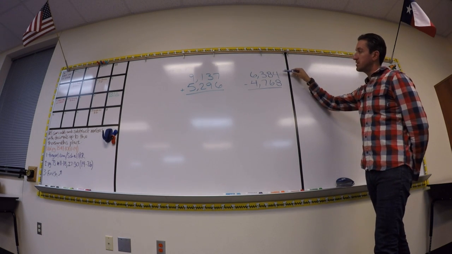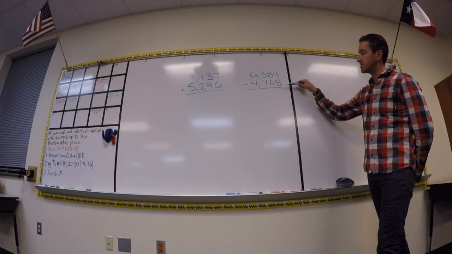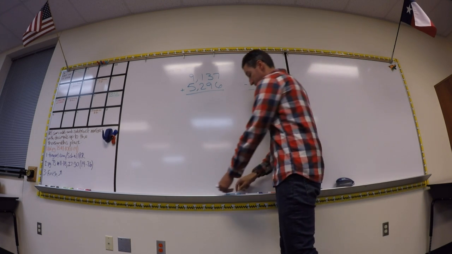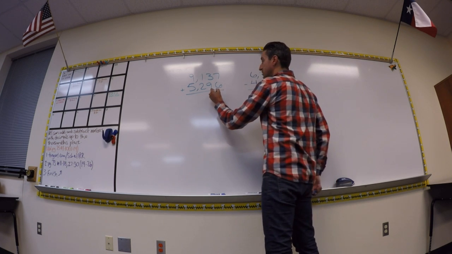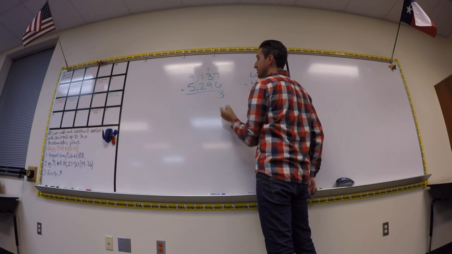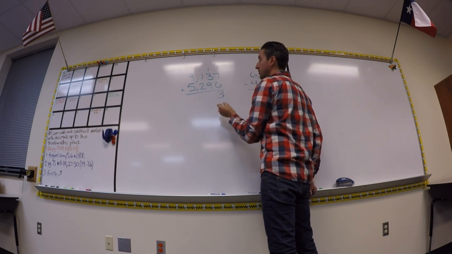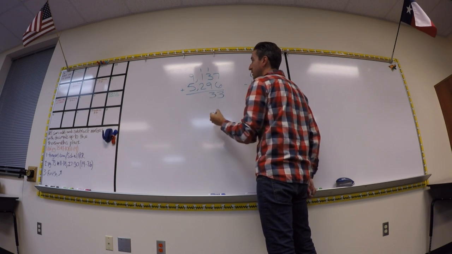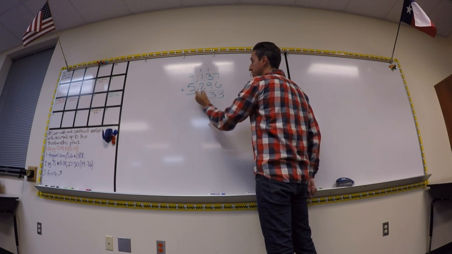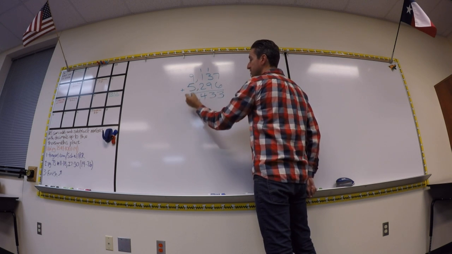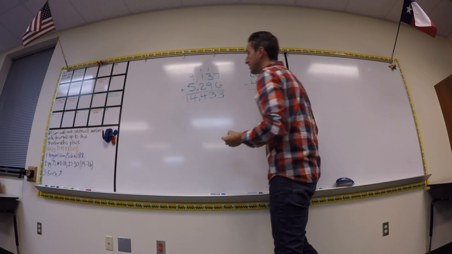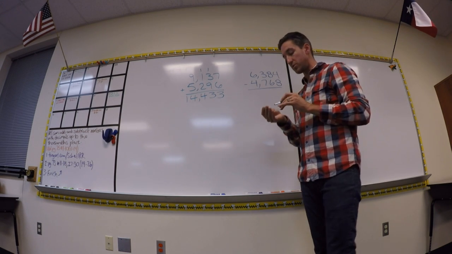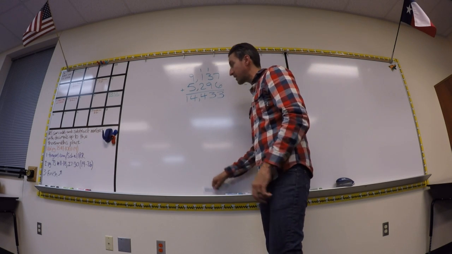This one I'm going to estimate to 6,000 and 5,000. So 6,000 minus 5,000 should be somewhere around 1,000. Let's do our addition problem first. 7 plus 6 is 13. Carry my 1 up. 1 plus 3 plus 9 is 13, so I carry my 1 up. 1 plus 1 plus 2 is 4. 9 plus 5 is 14. So our answer came out close to our estimate of 14,000. So that is reasonable, so I'm good with that answer.